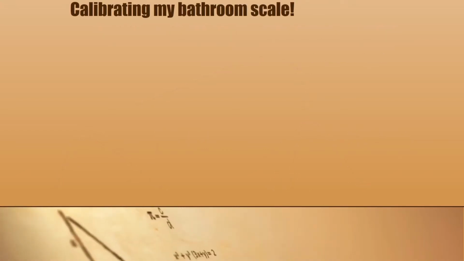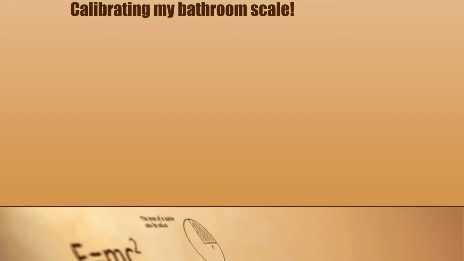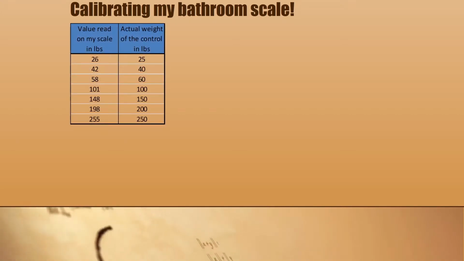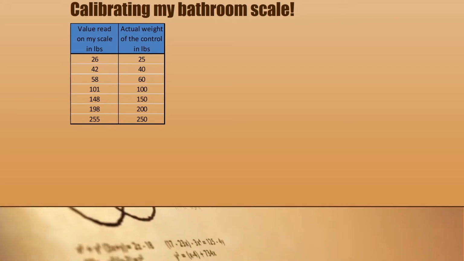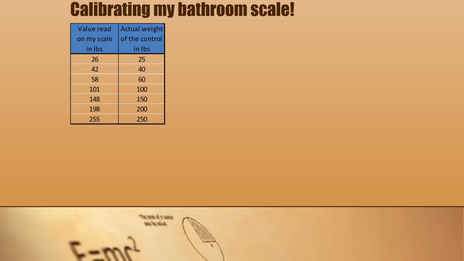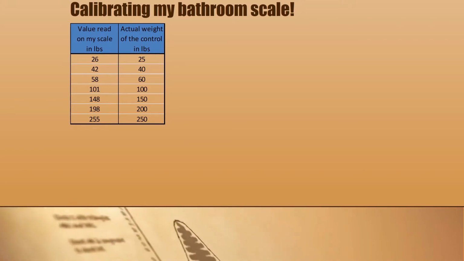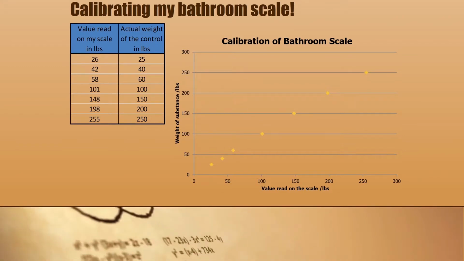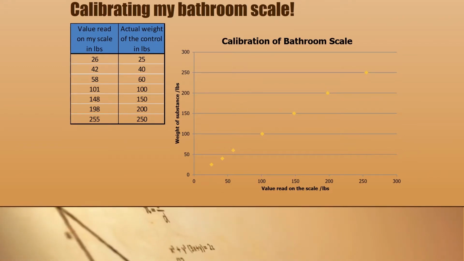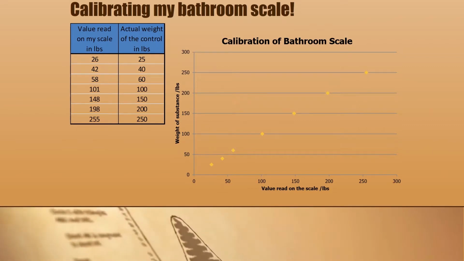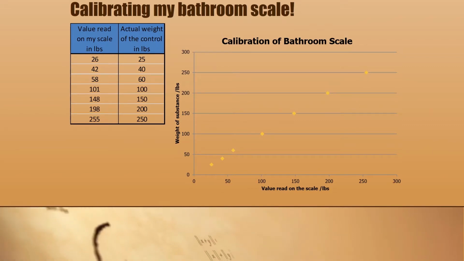If we really, really wanted to use our bathroom scale correctly, we would first weigh a bunch of materials that we knew the exact masses of, which we call controls or standards. From the measurements of these controls, we would produce a plot of the data. The actual known mass or weight of our controls we could plot on the y-axis versus the measured values read on our scale of those controls, which we plot on the x-axis.